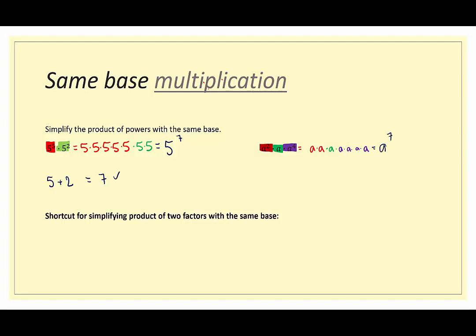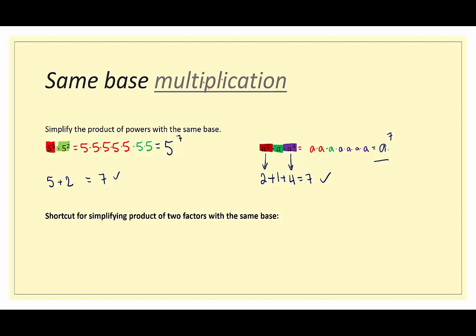Is that in line with what we found with the first example here with same base multiplication? If we look at this exponent, we have an exponent of 2, and this one has an exponent of 4. What about that green factor of a? Remember, that's the invisible exponent of 1, and we have 2 plus 1 plus 4, which does add up to 7. So here we get a to the 7th.